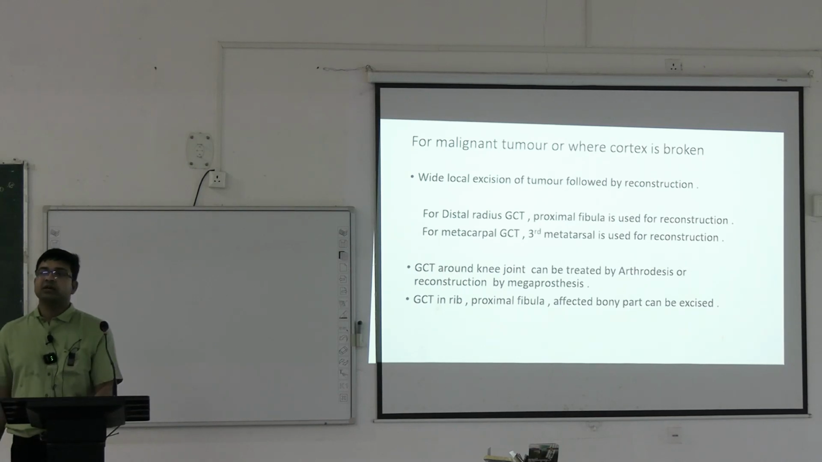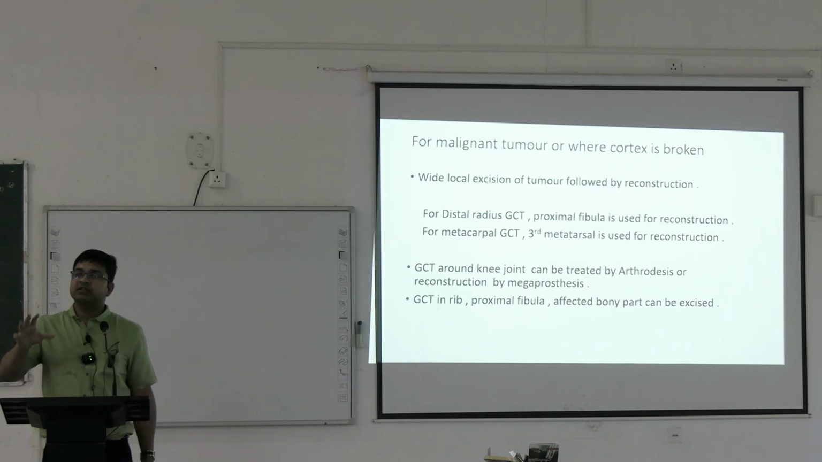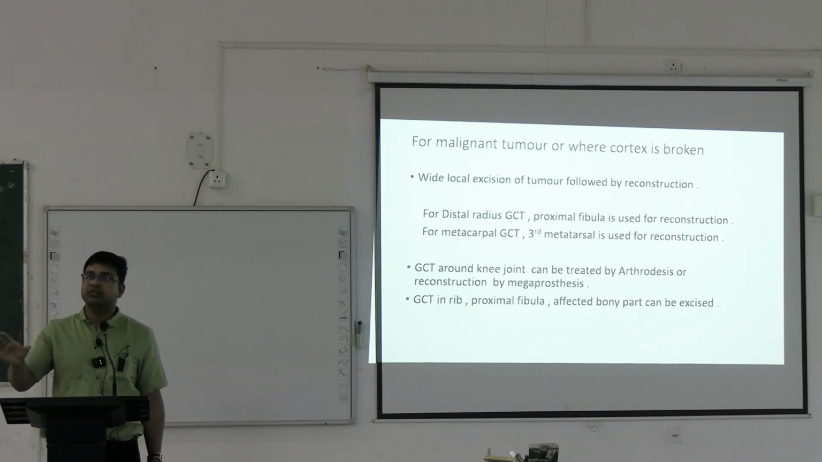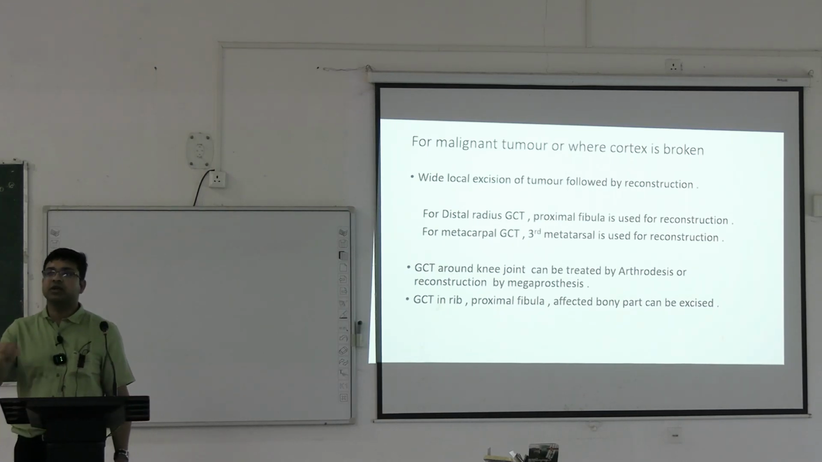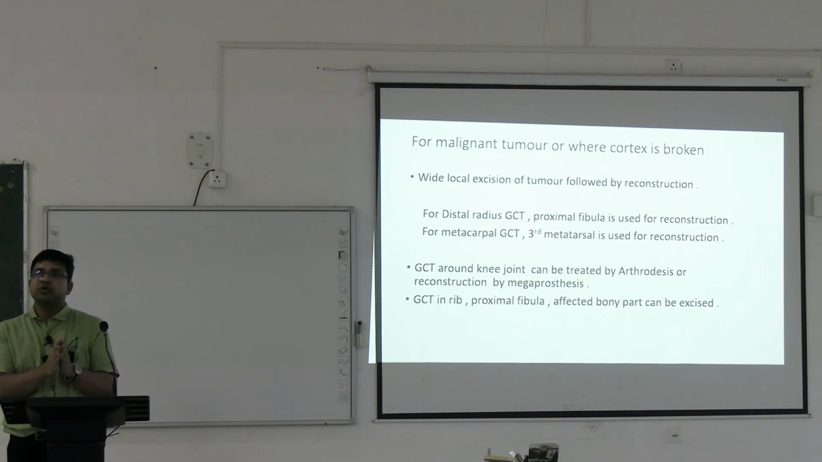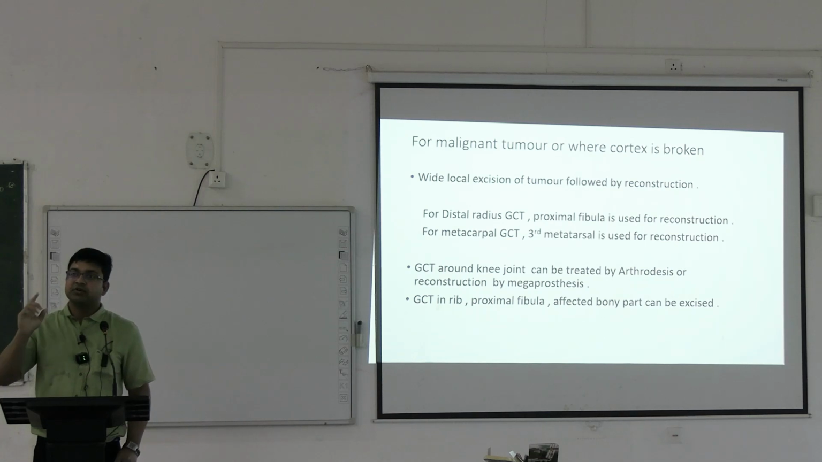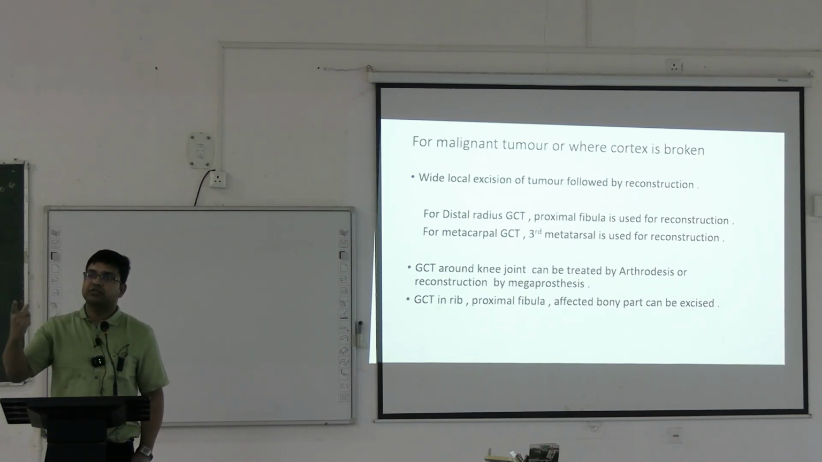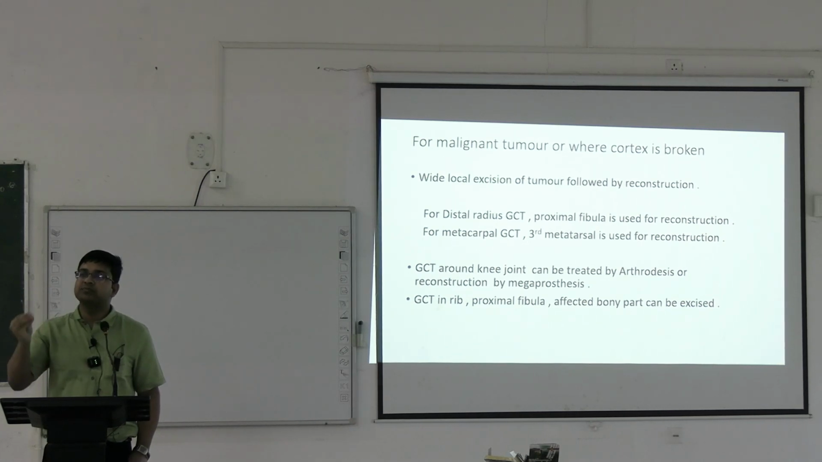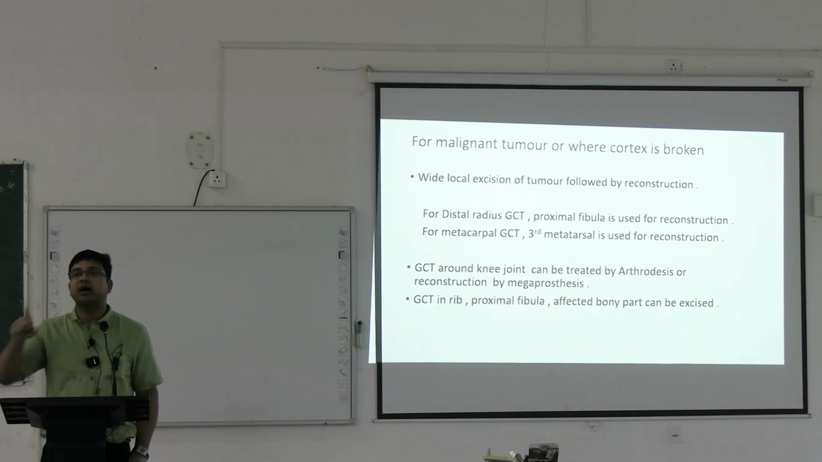Suppose a distal radius tumor, distal radius GCT, as in the picture, it is a high grade tumor, it erodes the cortex and it enters into the surrounding soft tissue. So in that case you cannot preserve the distal radius, you cannot do curettage or apply bone graft. You have to remove the distal radius, the whole tumor, and the surrounding soft tissue, and then you have to reconstruct the bone with another bone.